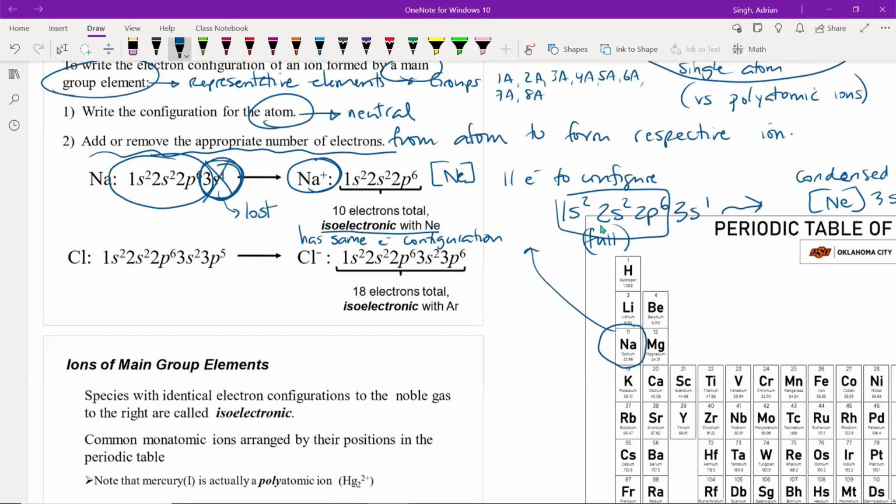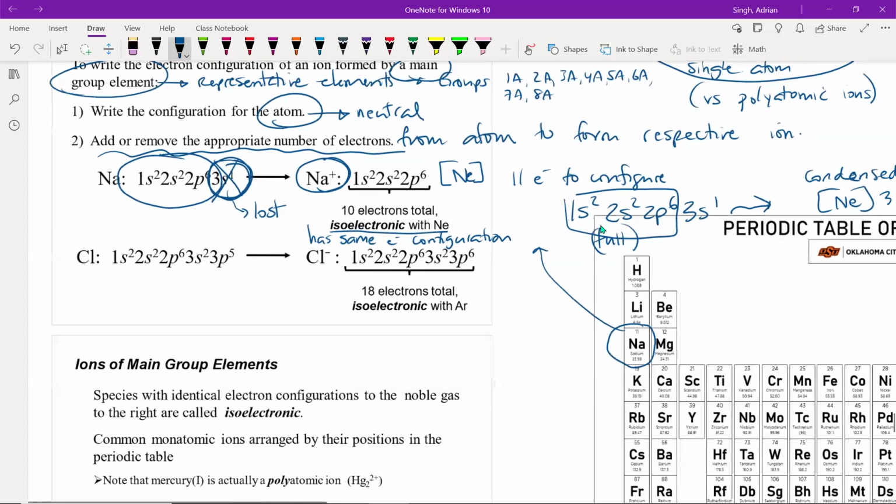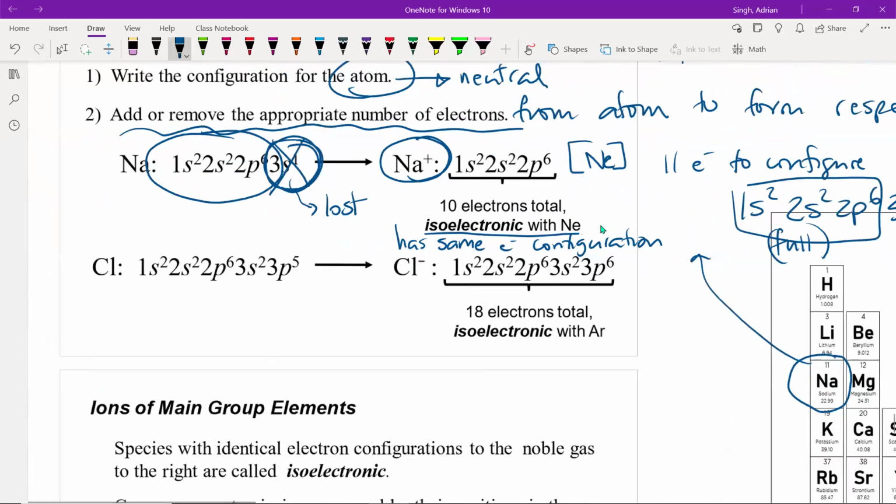Okay, and we can confirm this just by looking at our charges, right? Sodium has atomic number 11. So that means it's got 11 protons, and it starts off with 11 electrons. So the overall charge here is 0. It's neutral to begin with.